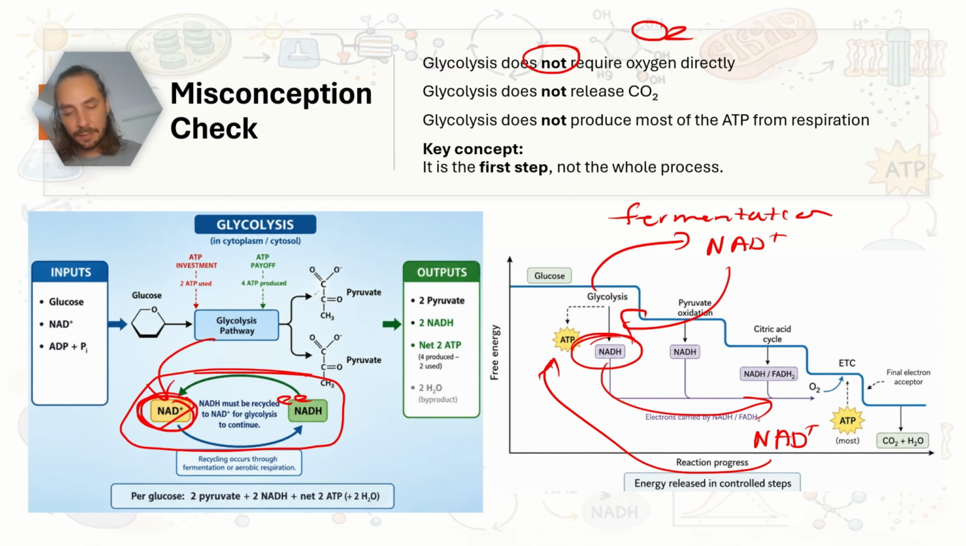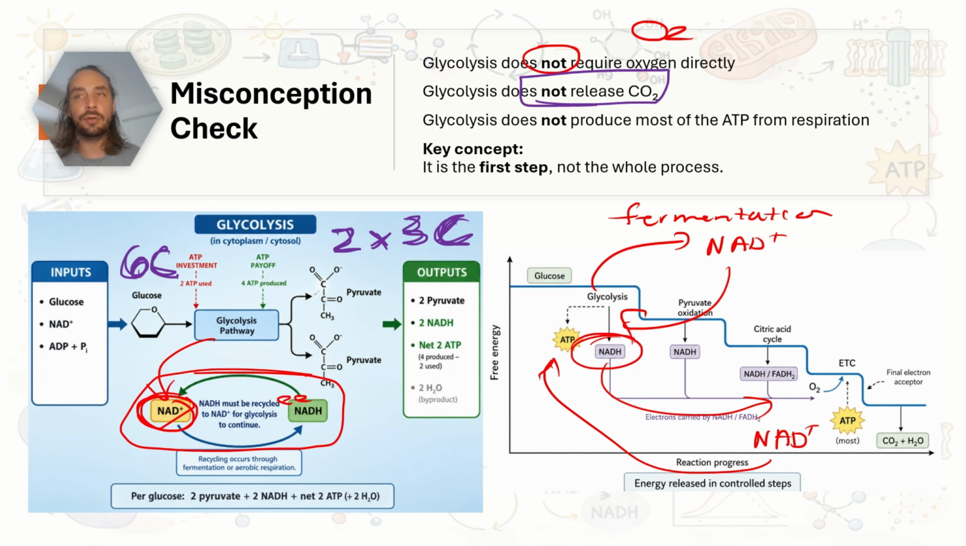It does not release carbon dioxide, meaning it starts out with 6 carbons, and I end up with 2 molecules that have 3 carbons each. Okay, so no carbons have been lost. They've only been rearranged.